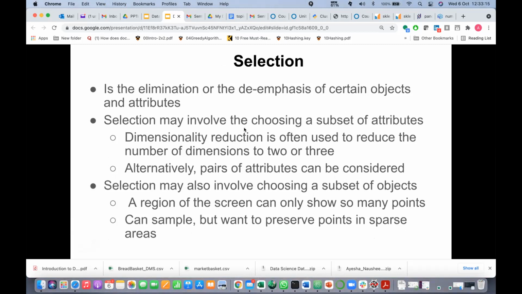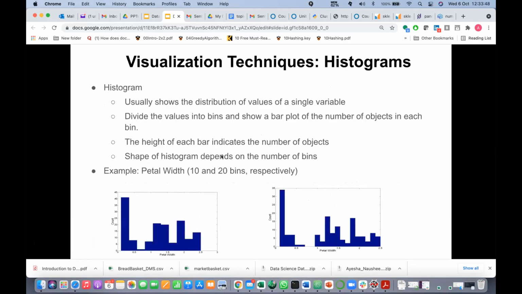Then how do we select? It is the elimination or the de-emphasis of certain objects and attributes. Selection may involve choosing a subset of attributes. Dimensionality reduction is often used to reduce the number of dimensions to 2 or 3. Alternatively, pairs of attributes can be considered. Selection may also involve choosing a subset of objects. A region of the screen can only show so many points. So we can sample but want to preserve points in sparse areas. So when you take the sample, you should also take care that sparse areas are also represented.